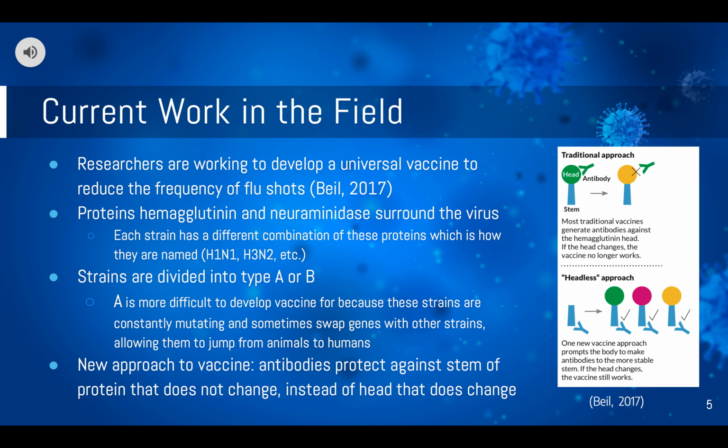Type A is usually more difficult to vaccinate against because it's constantly mutating and even swaps genes with other strains, which is how they can sometimes jump from animals to humans. In order to protect against all of these mutating strains, researchers are working towards developing a vaccine that would create antibodies against the stem of the protein, which stays relatively the same no matter what combination of proteins surrounds the cell, instead of antibodies that protect against a specific combination of the heads of these proteins.